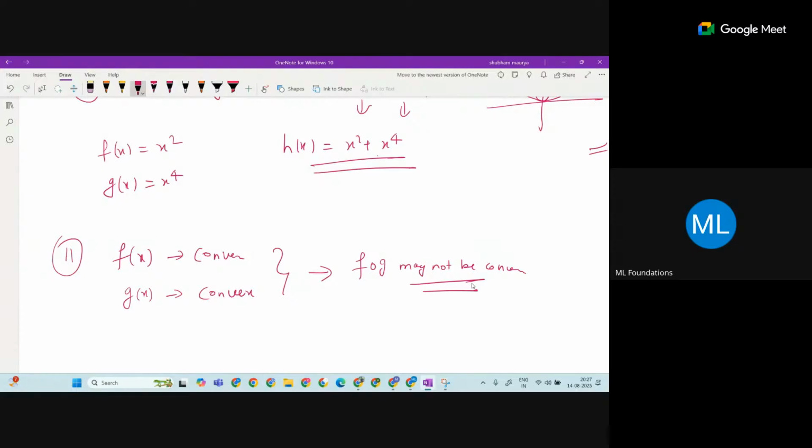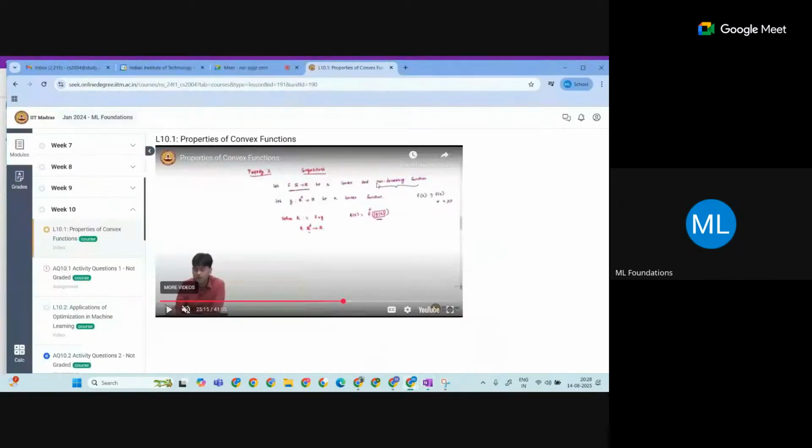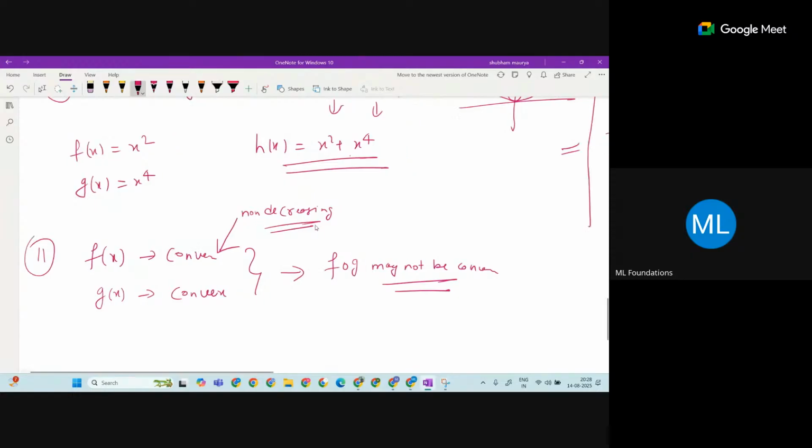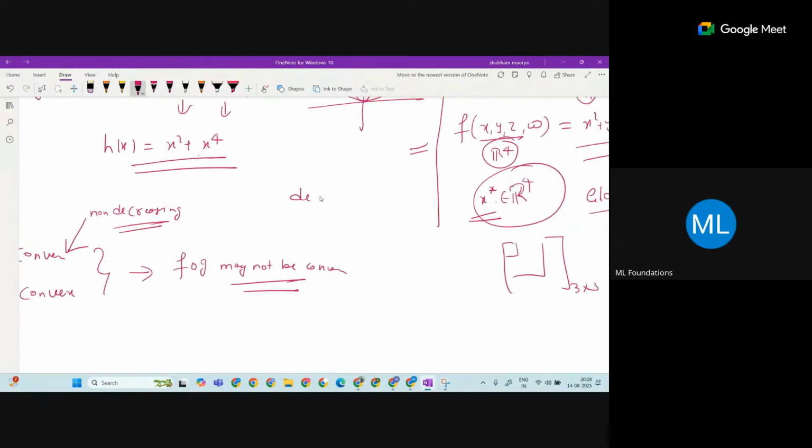But if we impose one more condition, what is the condition? I am imposing the condition on f. The condition is that f is non-decreasing. I am adding the non-decreasing condition. Many people have doubts about that. What is the meaning of non-decreasing? Decreasing means continuously decreasing.